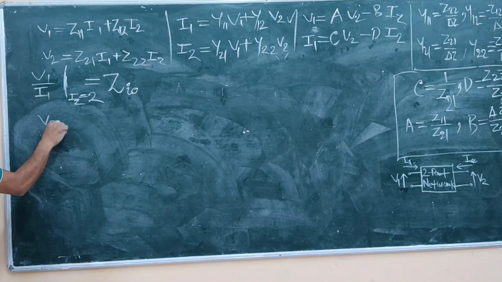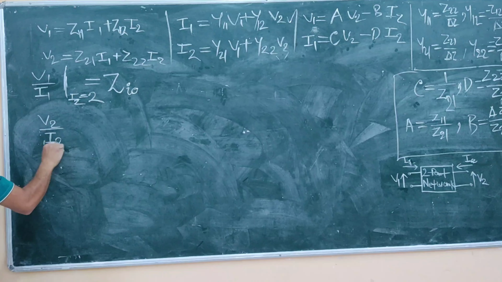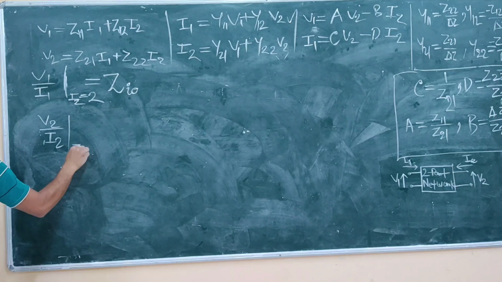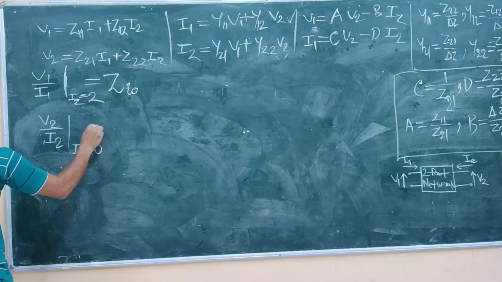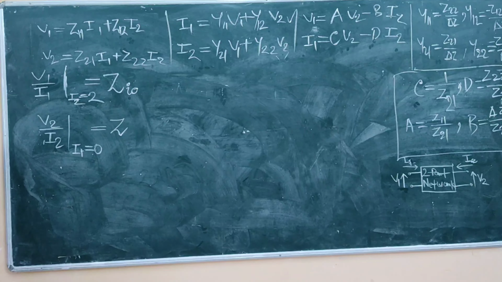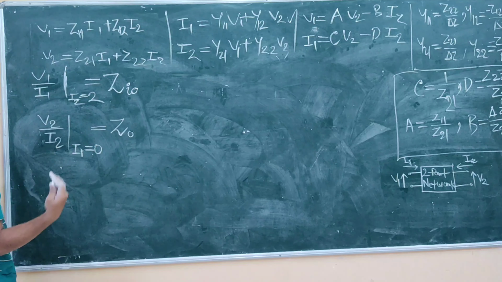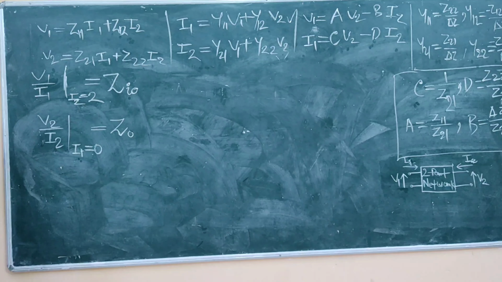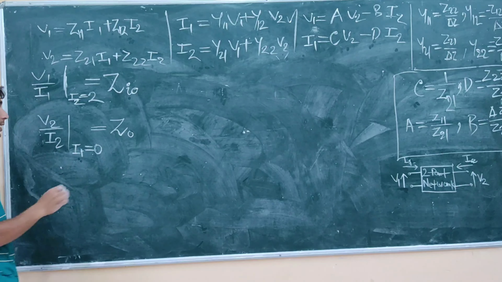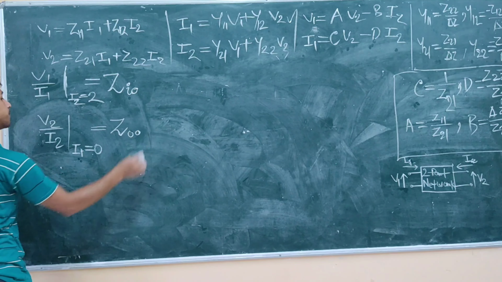Also, we can have V2 divided by I2 when I1 equals 0, and we symbolize this by Z. This I2 and V2 are the output terms. So we write O for output terms, and at the input we have current 0. Current 0 by open circuit, so it is symbolized by O, open circuit.